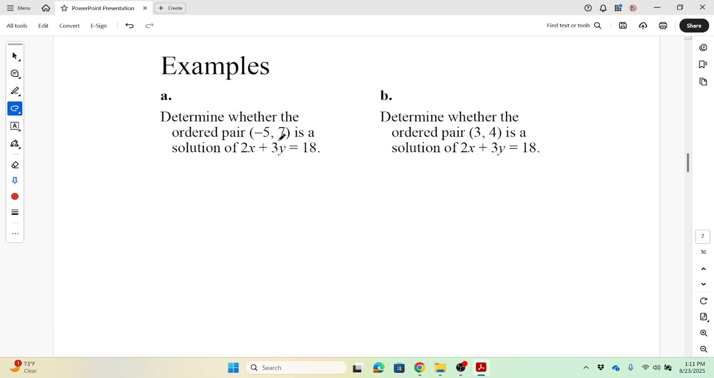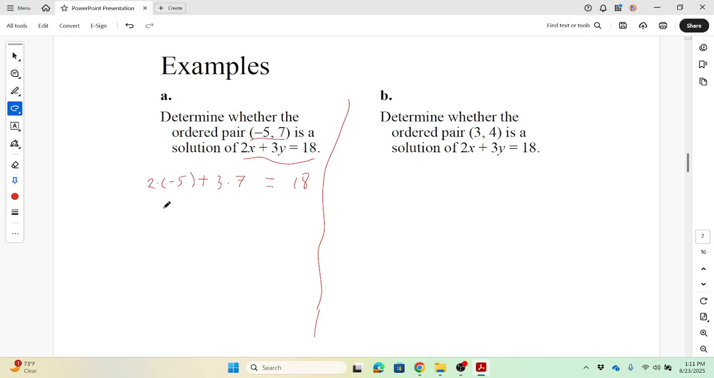Examples: we need to check whether negative 5 comma 7 is a solution of this equation or not. How do we do that? Just replace x by negative 5 and y by 7 in this formula and see what happens. Okay, I'm going to do it here. 2 times negative 5 plus 3 times positive 7, is it equal to 18?